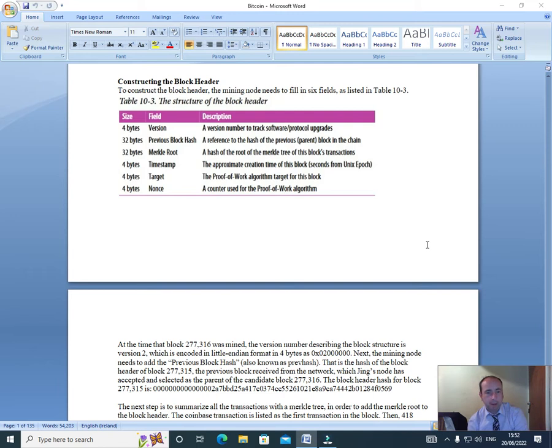Constructing the block header. To construct the block header, the mining node needs to fill in 6 fields as listed in table 10.3. 4 bytes version, a version number to track software protocol upgrades. 32 bytes previous block hash, a reference to a hash of the previous parent block in the chain. 32 bytes Merkle root, a hash of the root of the Merkle tree of this block's transactions. 4 bytes timestamp, the approximate creation time of this block, seconds from Unix epoch. 4 bytes target, the proof of work algorithm target for this block. 4 bytes nonce, a counter used for the proof of work algorithm.